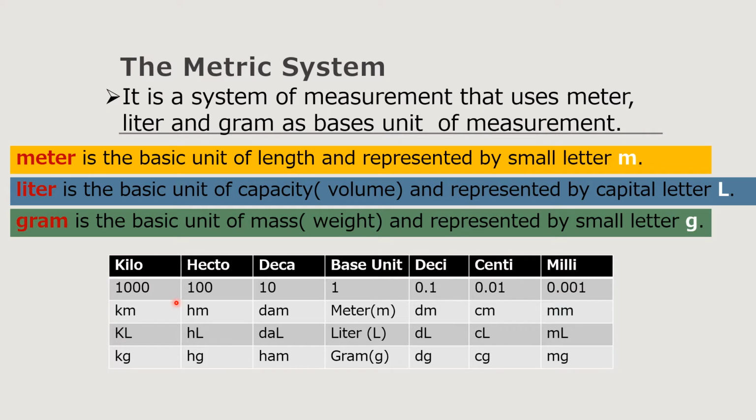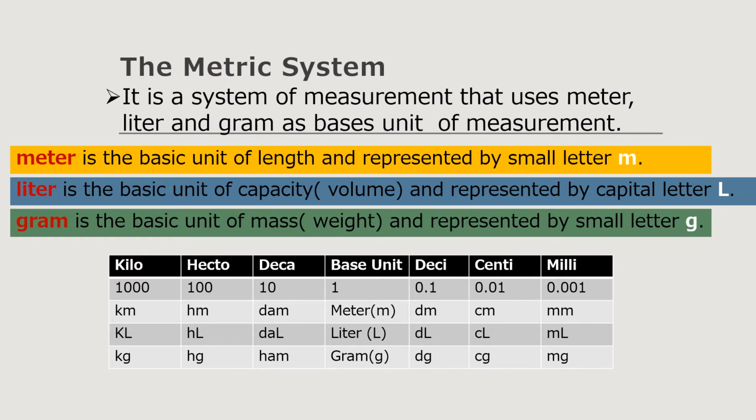So now, these prefixes here are just connecting this one, like kilo: kilometer, kiloliter, and kilogram. So you can just choose like deca: decameter, decaliter, and decagram. Same with centi: centimeter, centiliter, and centigram. Okay, so that's how you're going to name the units in the metric system.